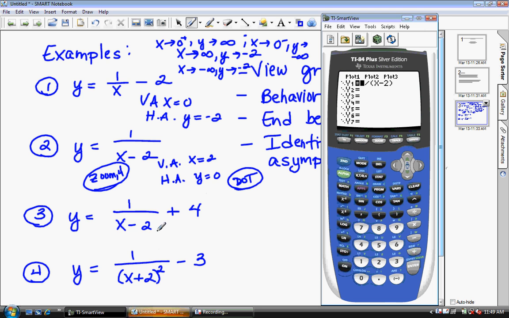Now how would I enter 1 over x minus 2 plus 4? Well, I've already got the first part of it entered, right? 1 divided by, in parentheses, real important, x minus 2, and then I'd have to do plus 4.